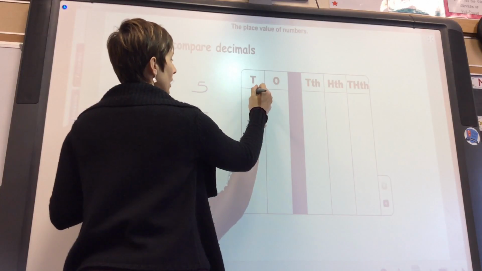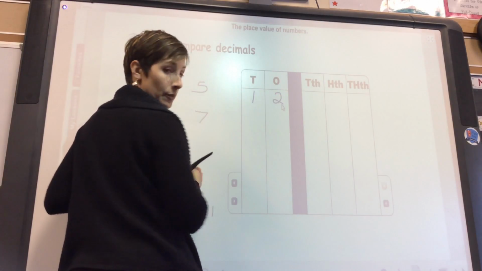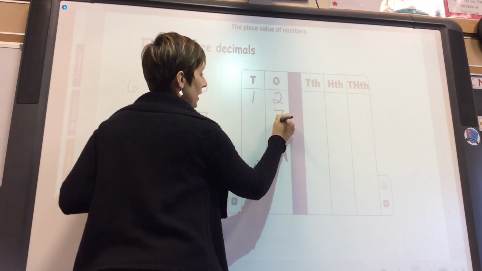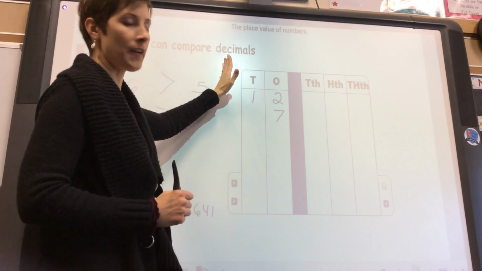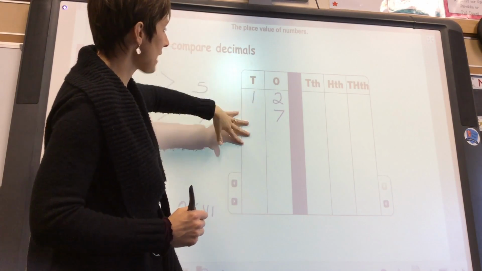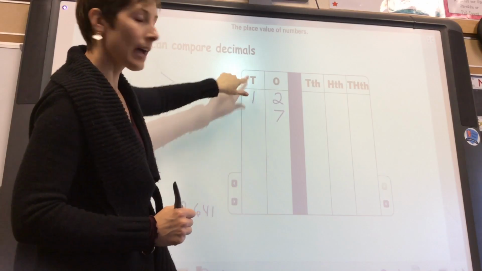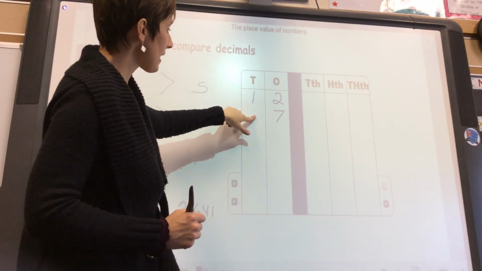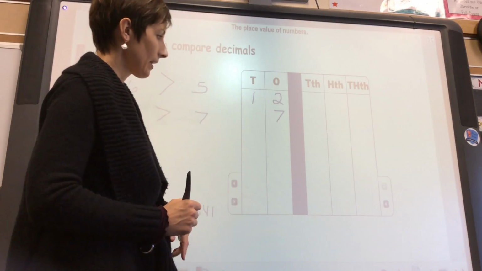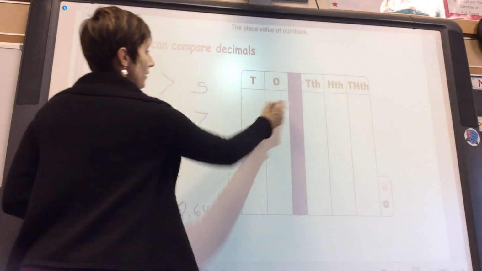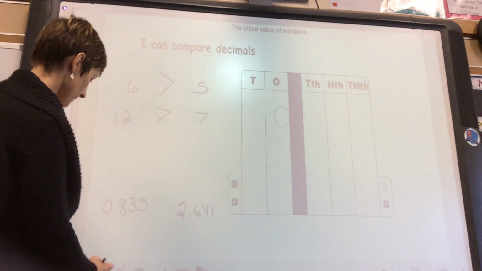When you are comparing numbers, if we have the number 12 and we have the number 7, we always start with the greatest place value. In this place, it would be the tens. We have 1 ten in the 12, 0 tens in the 7, therefore 12 is greater than 7. Now, the same idea is going to follow through if we're comparing decimals.